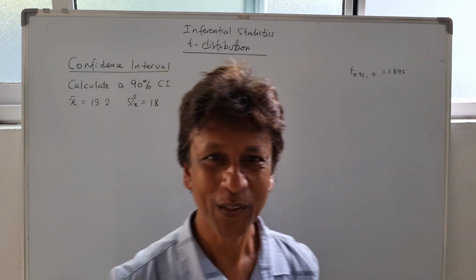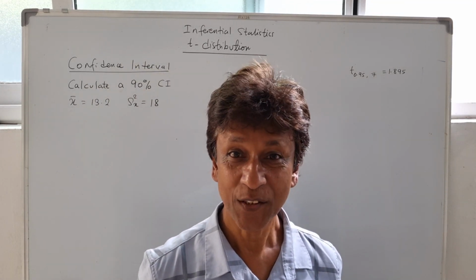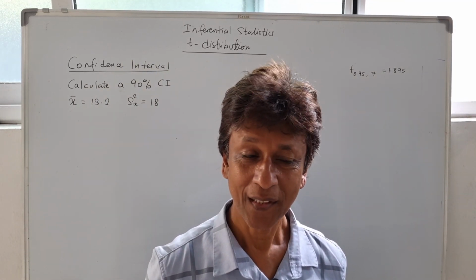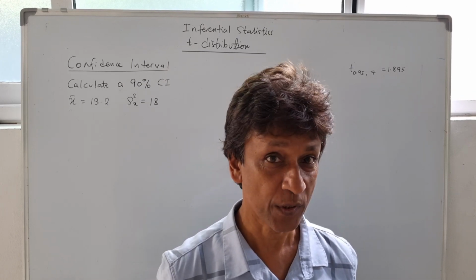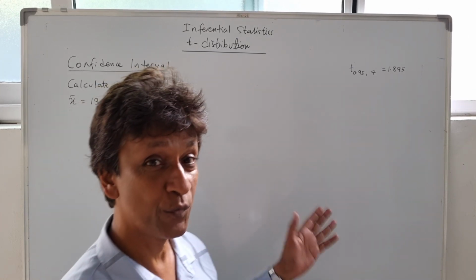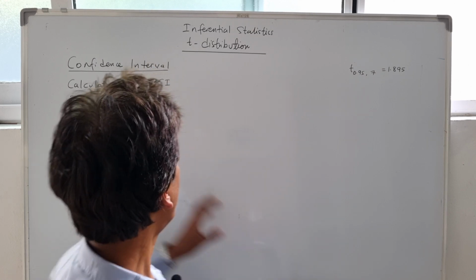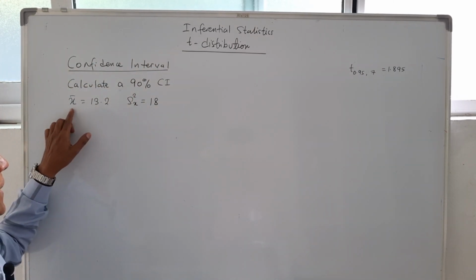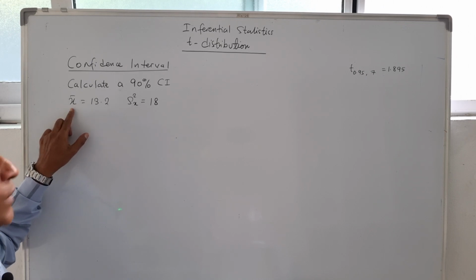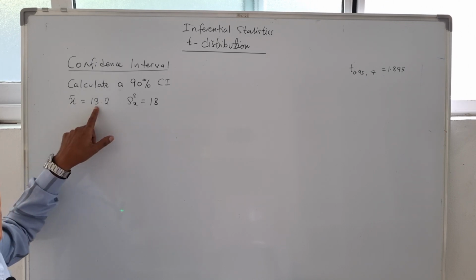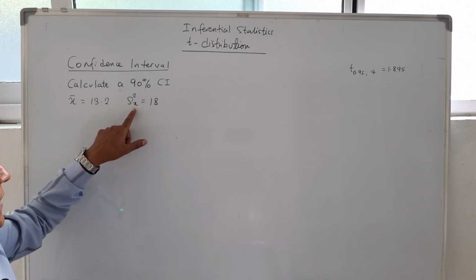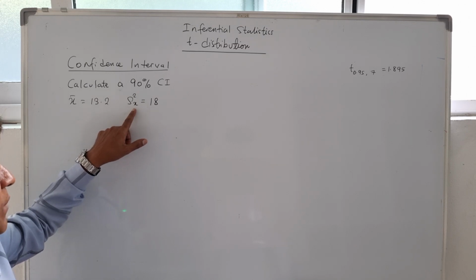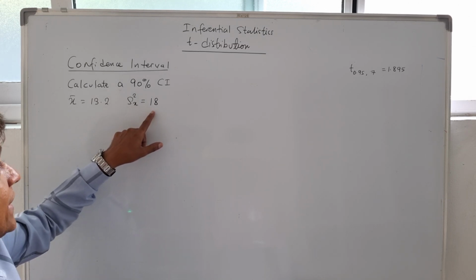Hi there. Today we're going to be using the t distribution instead of the z distribution to be able to find the confidence interval for this set of data here. What I have here is that the sample mean of x is 13.2, and the variance of x is 18.